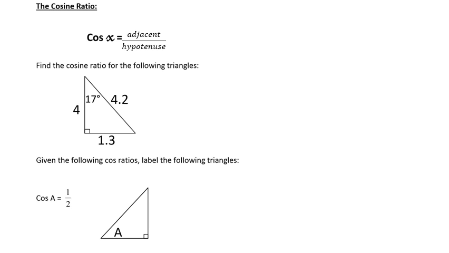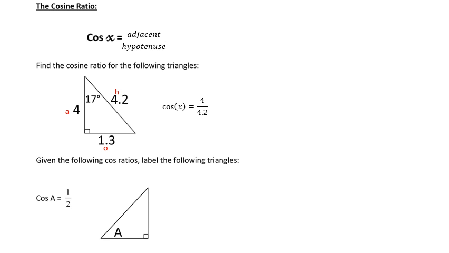Okay, so again, we have to start by labeling our triangle. In our first triangle, we have 4.2 as our hypotenuse, 1.3 is our opposite, and 4 is our adjacent. So we know that cosine is adjacent over hypotenuse, so our ratio would be 4 over 4.2.